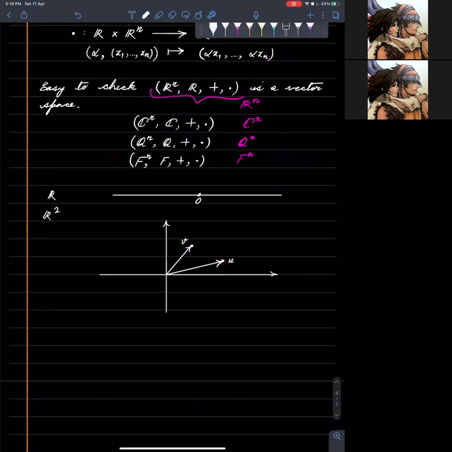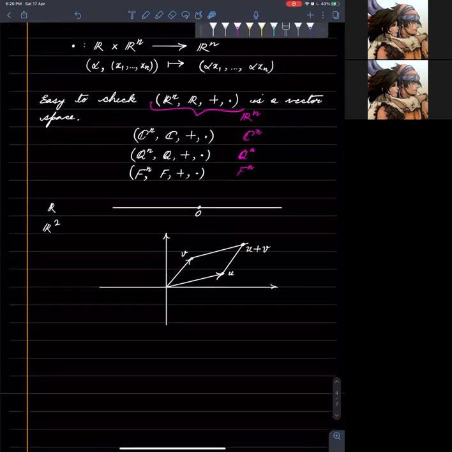And when you work out this coordinate-wise addition, you will find that the resultant is the thing that you obtain by the parallelogram law. So this point has the property that it is obtained by drawing a line parallel to this one and a line parallel to this one. The intersection of these two lines will yield this addition. So the parallelogram law of vector addition that we learned in high school is precisely this coordinate-wise addition that we described.